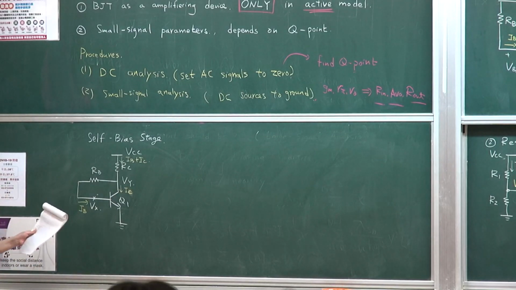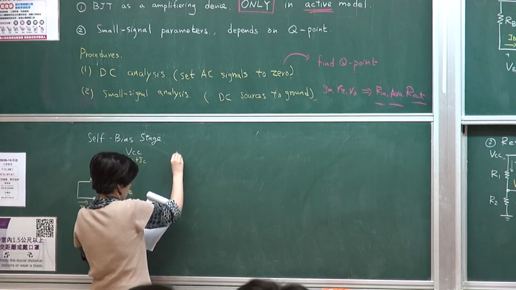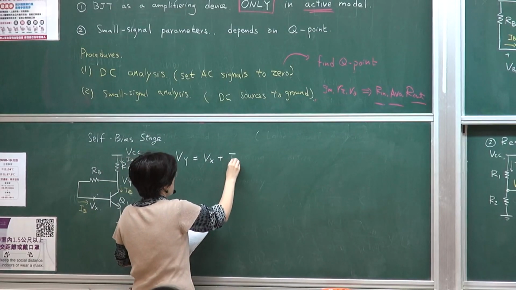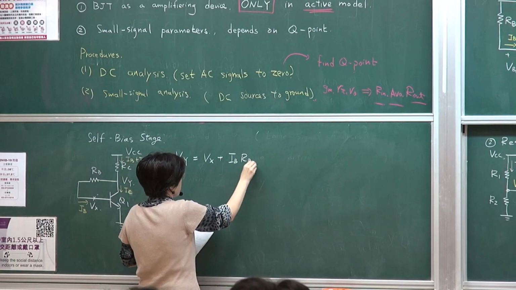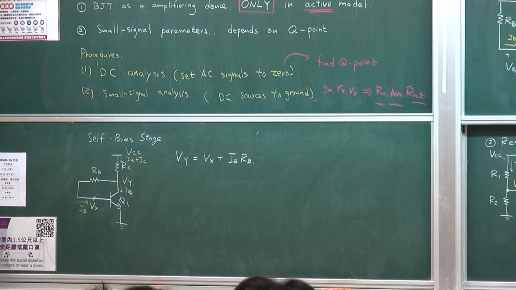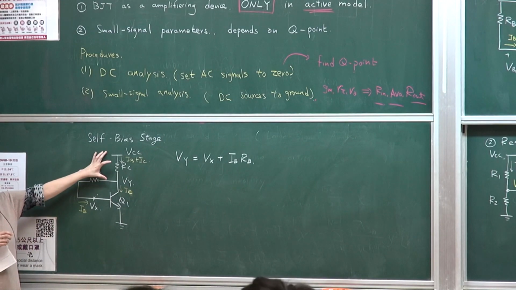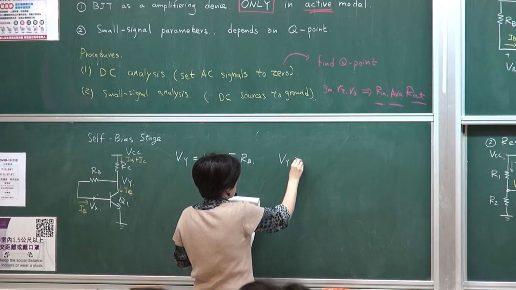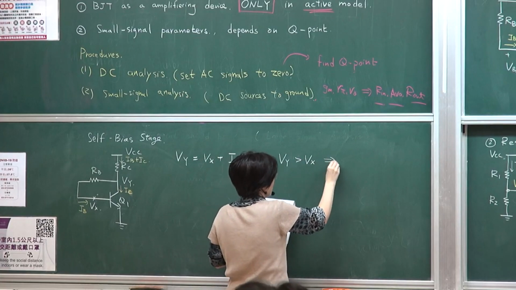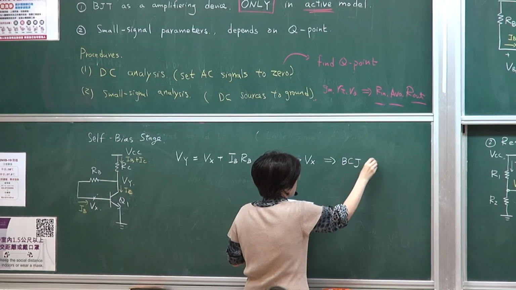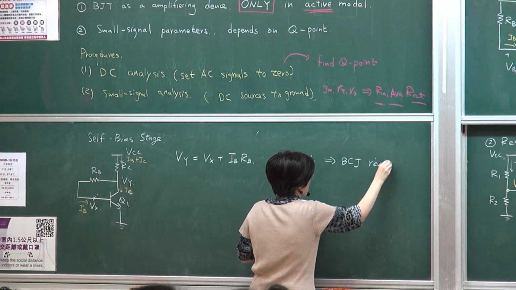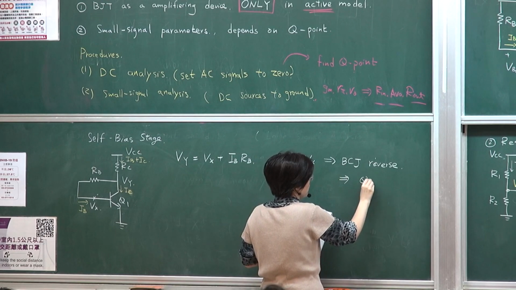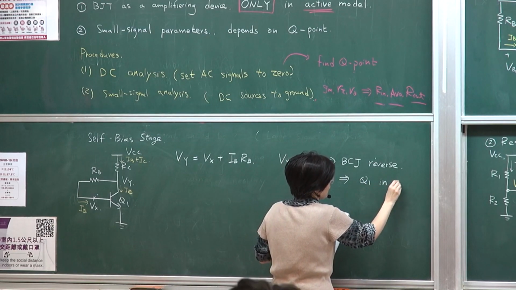So first of all, you want to see what the voltage on Vy is. Vy is set by Vx plus IR. Okay? And because we are sure that the current is flowing from positive to negative, this means that your Vy is much higher than Vx, meaning that your BC junction is reverse biased. So that is a good thing to guarantee that Q1 is in active mode.